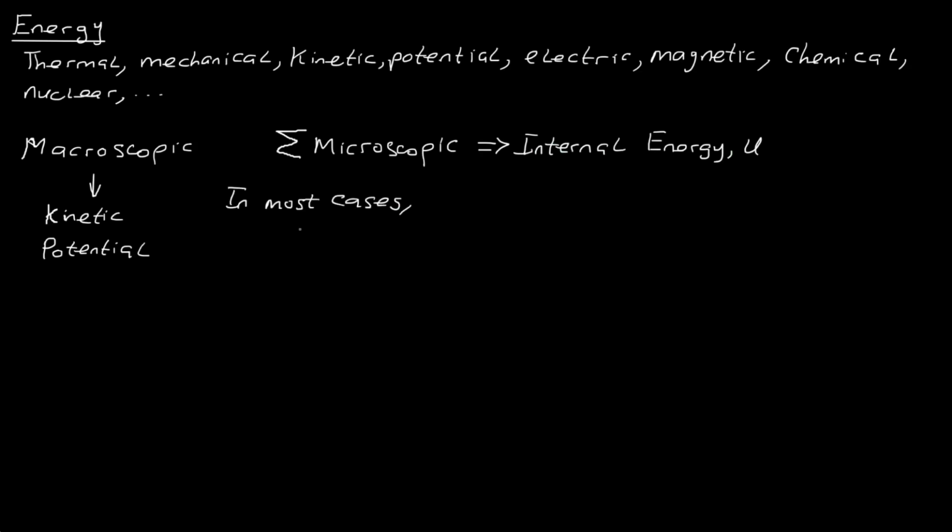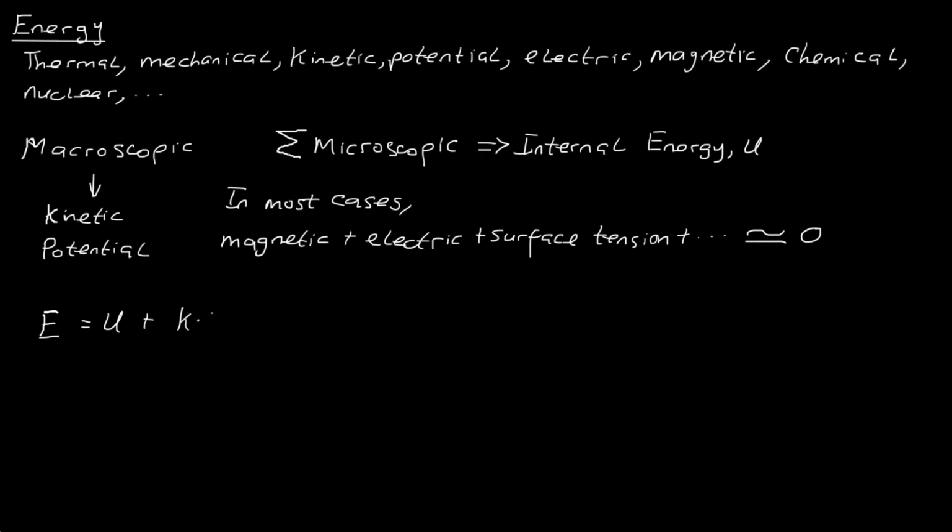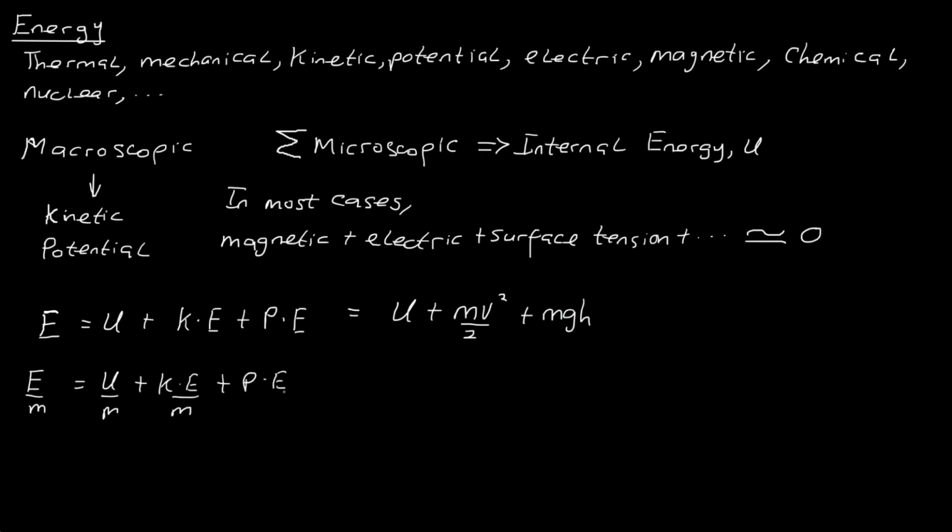In most cases, the magnetic, electric, and surface tension effects are insignificant, so we ignore them. We therefore express the total energy of a system as the sum of its kinetic, potential, and internal energies. We can obtain the total energy per unit mass by dividing through by the total mass of the system. And also, we can write the change in energy as such.